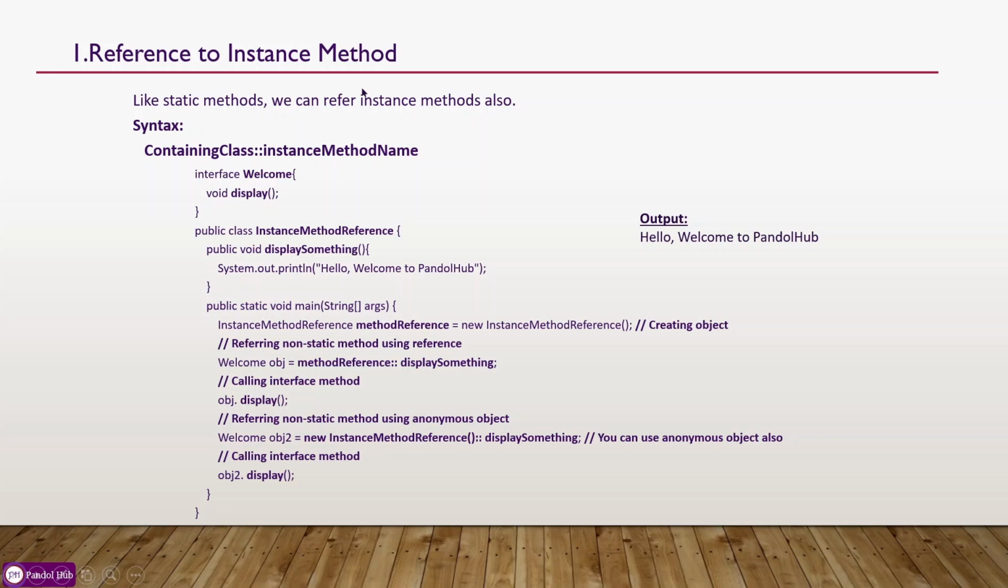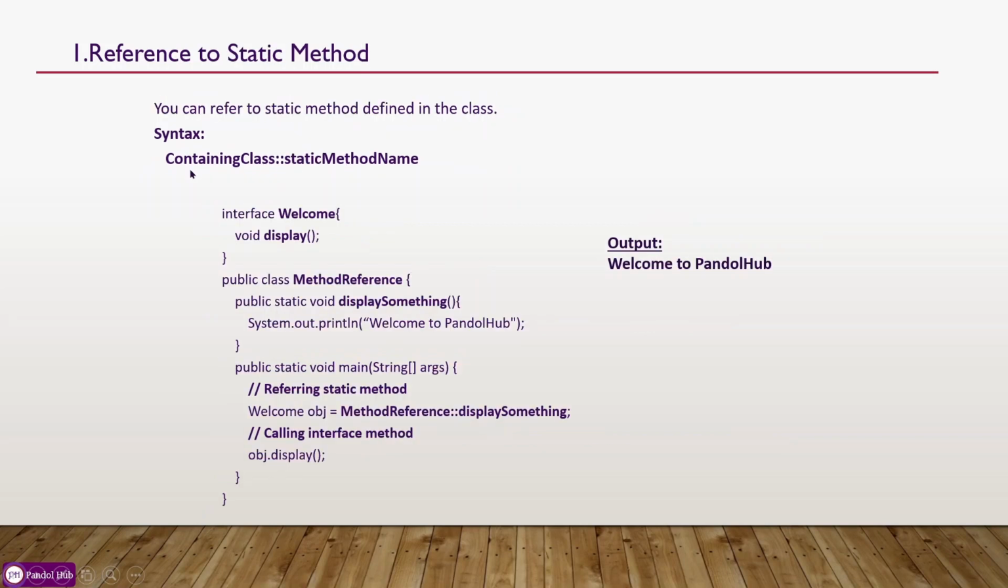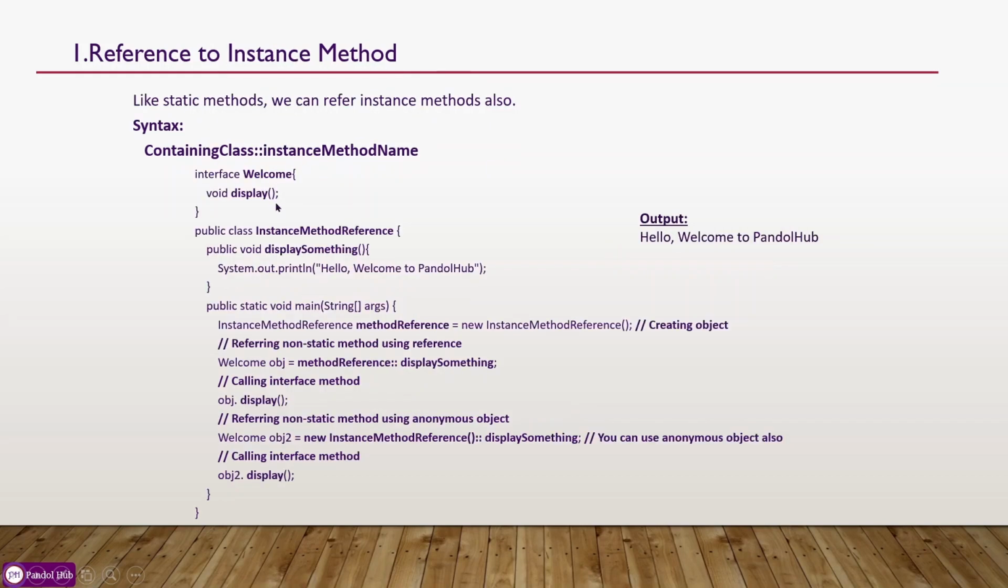Now, reference to an instance method. Similar to the static methods, we can refer to the instance methods also. That is the containing class, colon colon, the instance method name. Here we have the same functional interface and the same class. You have a class called InstanceMethodReference, and we have a normal method, display something.